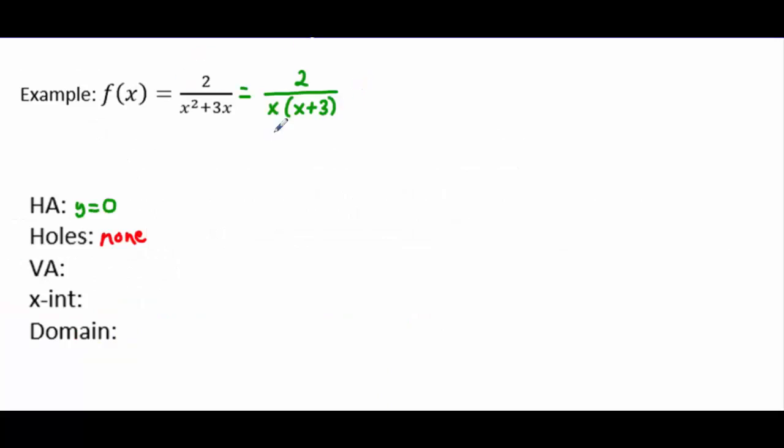So on the bottom here, we set these things equal to 0 and we solve. We get x equals 0 and we get x plus 3 equals 0, which means x equals 0 and x equals -3. Those things on the bottom that haven't canceled out with anything are vertical asymptotes. So we have one at 0 and one at -3.